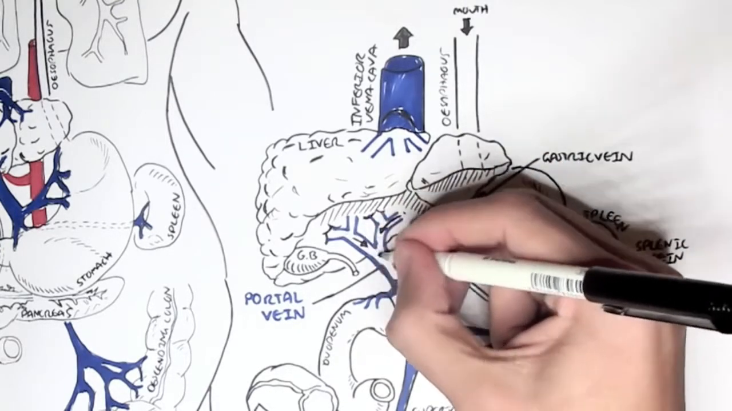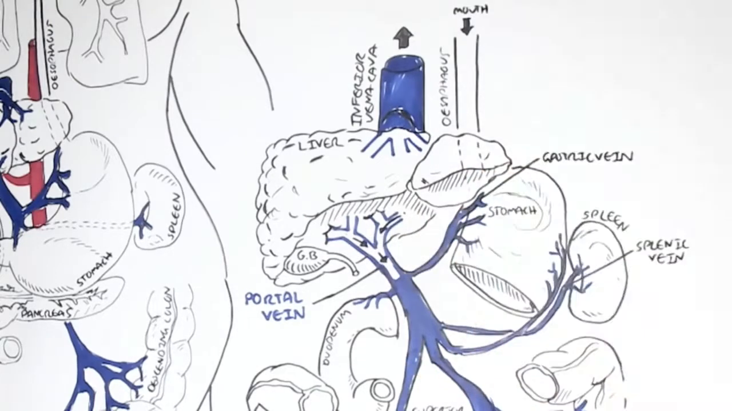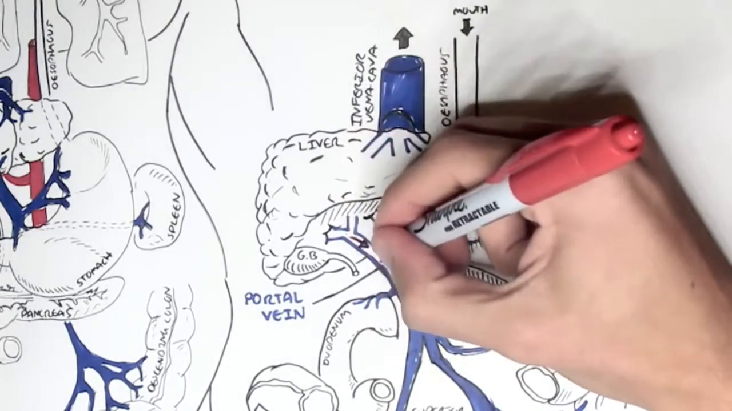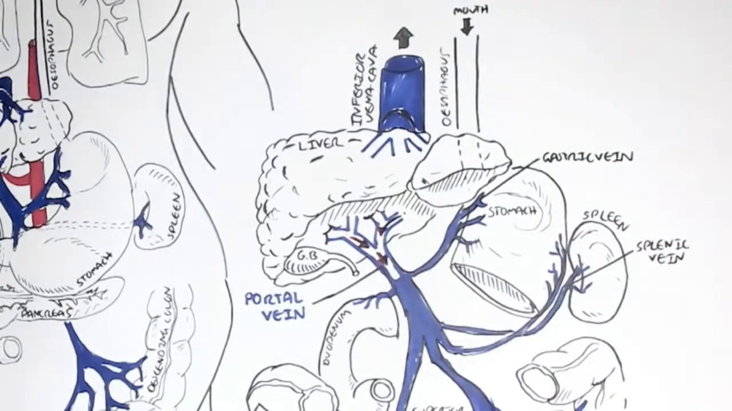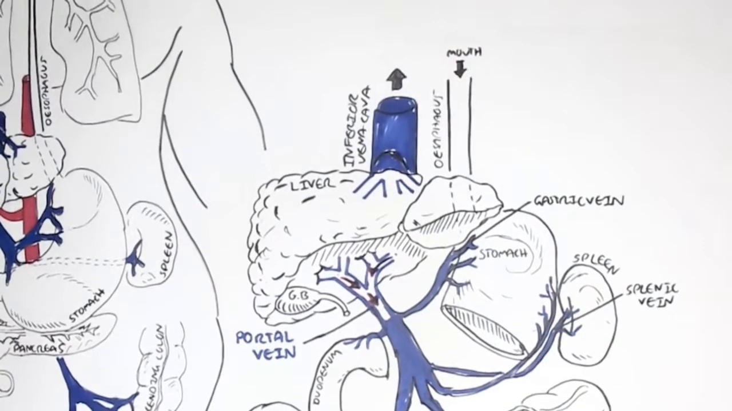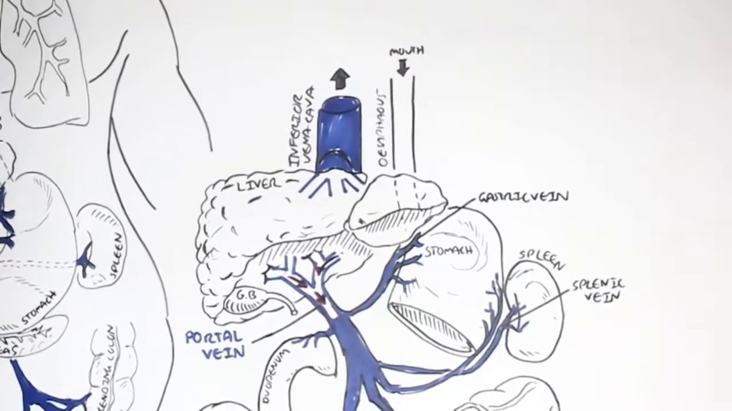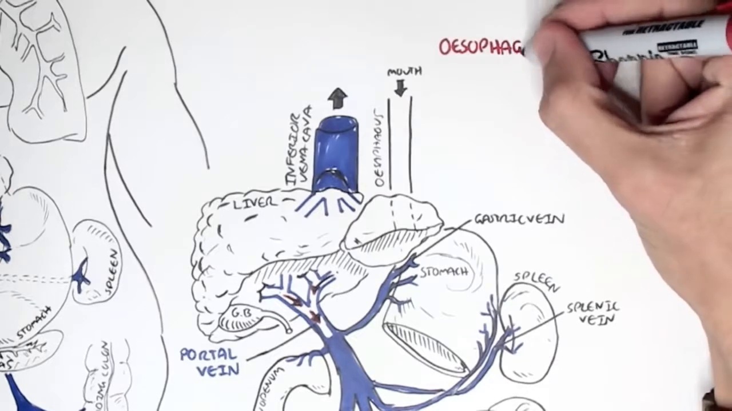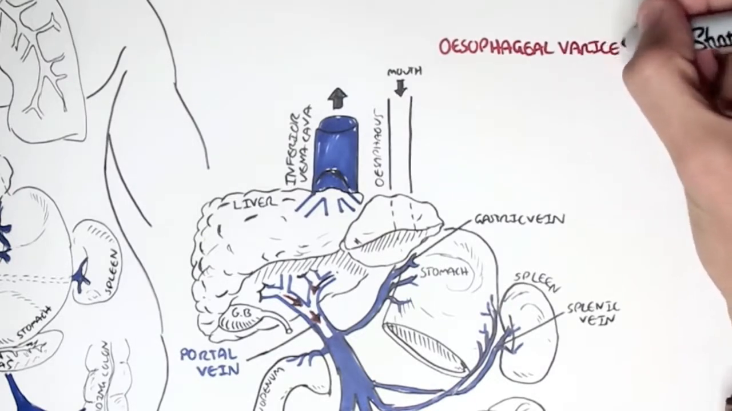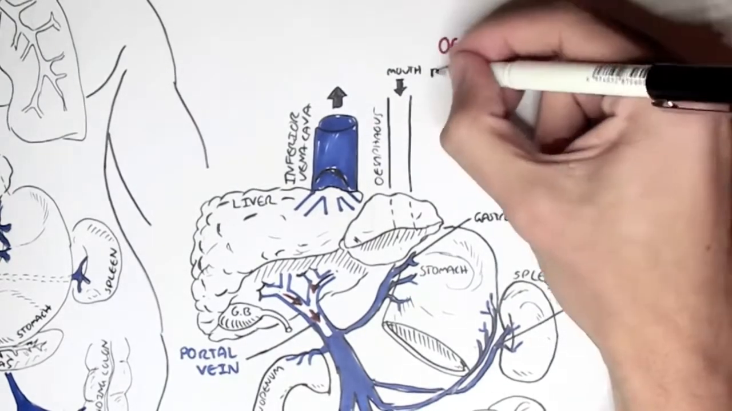The blood cannot go through because the pressure in the portal vein is increasing, causing blood to flow backwards towards areas such as the stomach and esophagus. When the blood flows backwards towards the esophagus, it can cause esophageal varices.